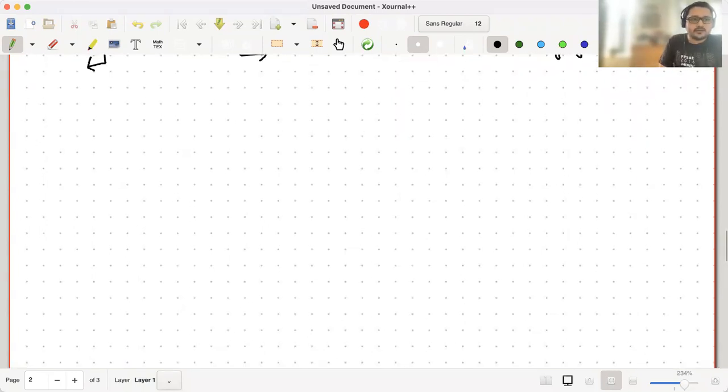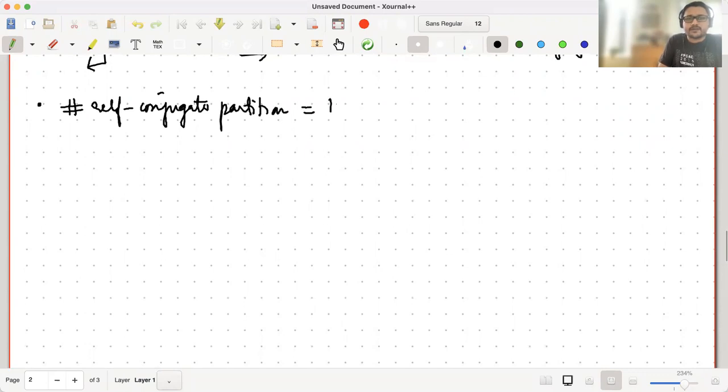And another result is that the number of self-conjugate partitions, again the proof is quite easy, a combinatorial proof, is equal to the number of partitions into odd distinct parts. Okay. So how to make such a partition?